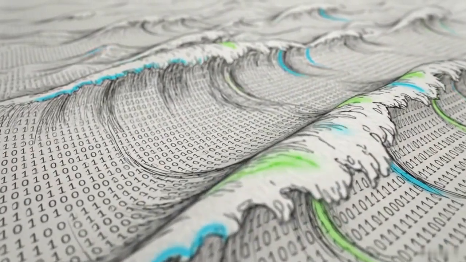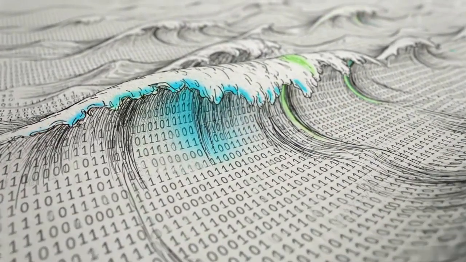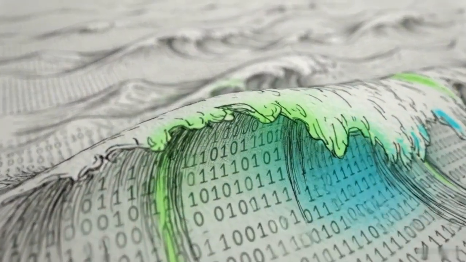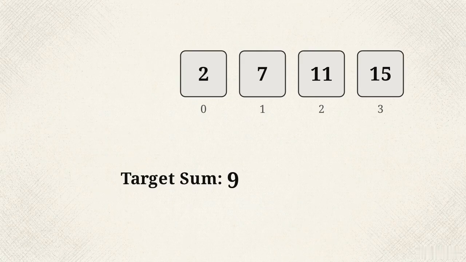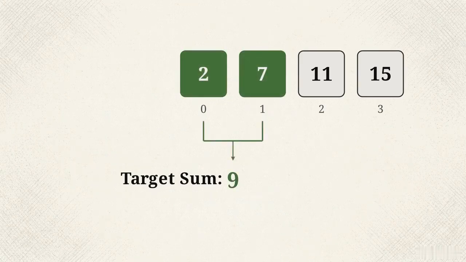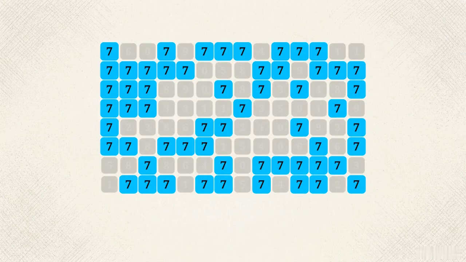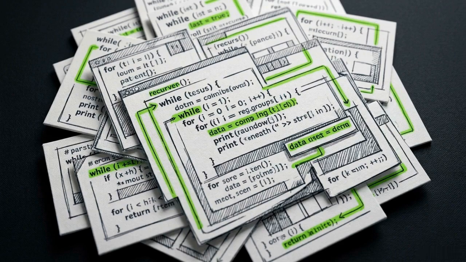Every second, the world generates an ocean of data, but raw data is useless without the ability to extract specific, precise answers from it instantaneously. Suppose we need to find two specific numbers in a sequence that add up to an exact target, a challenge known as the pair sum. Or we might need to identify a single number that dominates more than half of an entire dataset, the majority element. When faced with these tasks, the instinctual method most beginners reach for is the brute force approach.